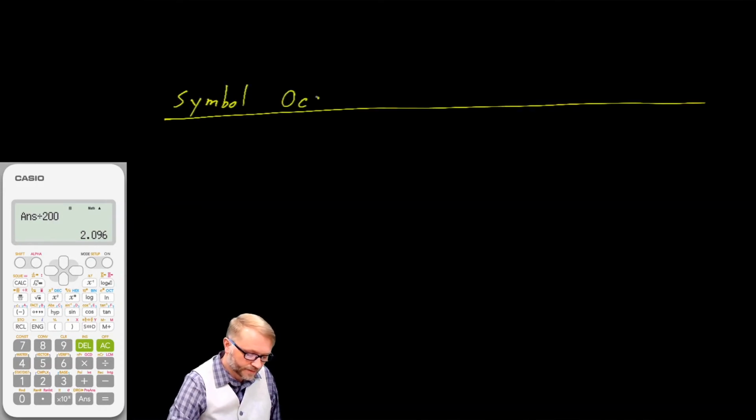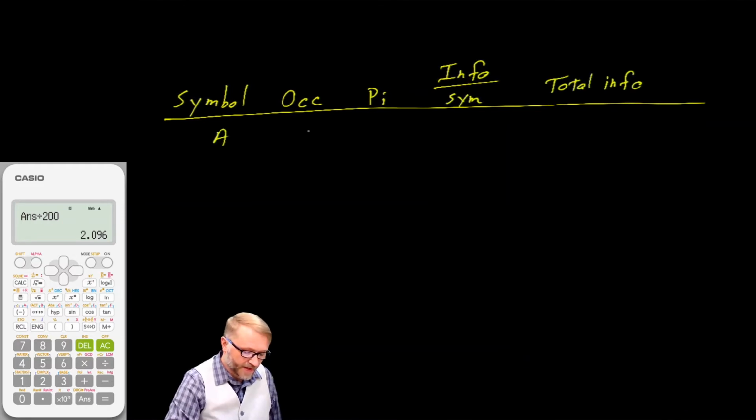Let's look at this again on the Scratchpad. There was the symbol. There was the occurrence. There was the probability of that particular symbol, the probability of the ith symbol. Next was the information per symbol. Then there was the total information. For symbol A, it occurred 104 times. The probability was 104 over 200. The information contained per symbol was log base 2 of 1 over the probability.